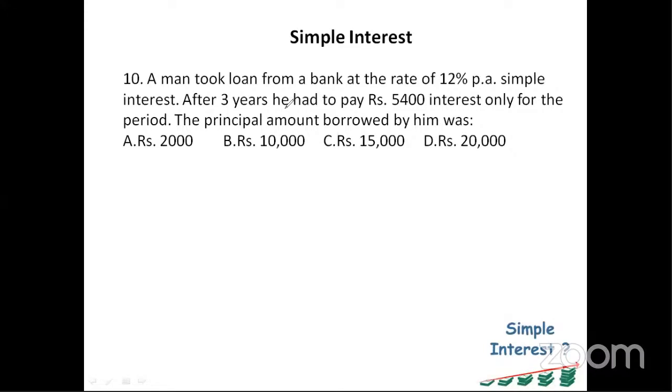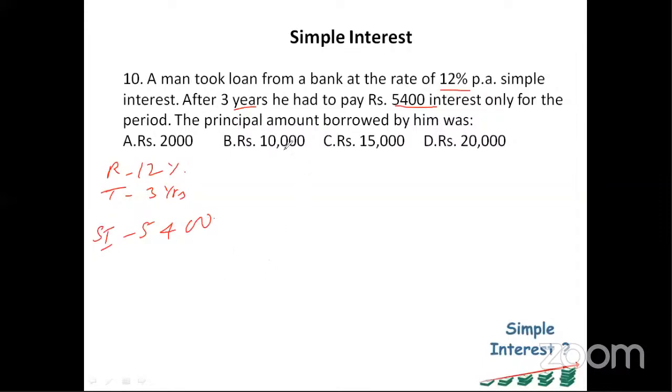A man took a loan from a bank at a rate of interest of 12% per annum, simple rate of interest. After 3 years he has to repay 5,400 as interest only. Now let us try to see what is given. Rate of interest, that is R, is 12%. After 3 years, which means time is 3 years. He had to pay rupees 5,400 as interest. SI is how much?